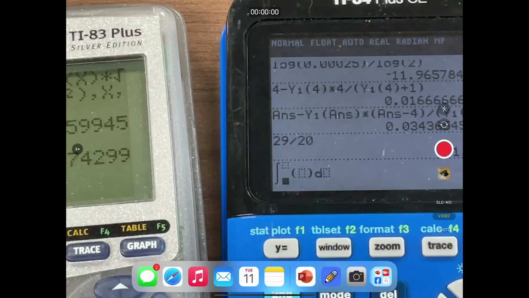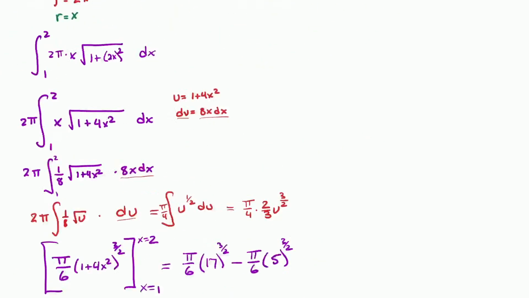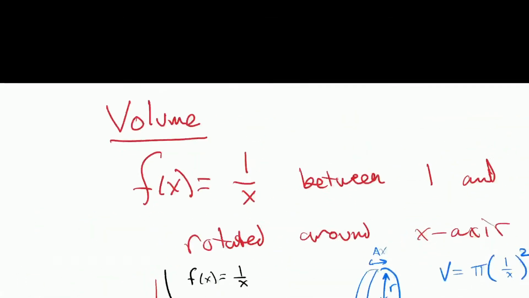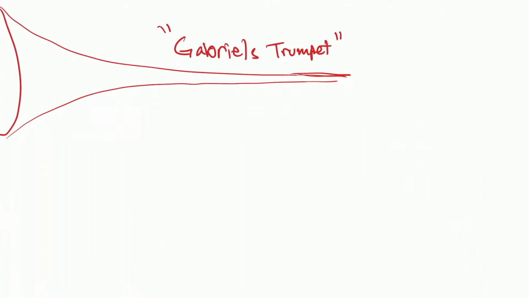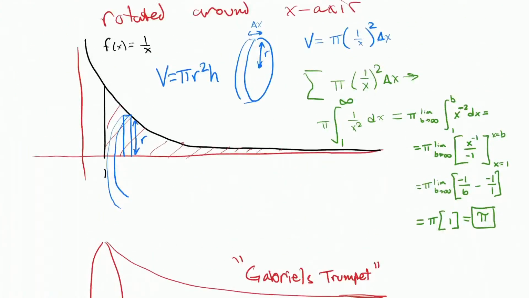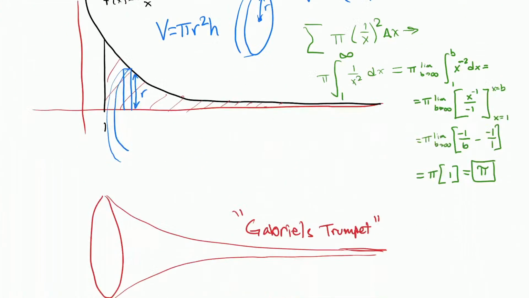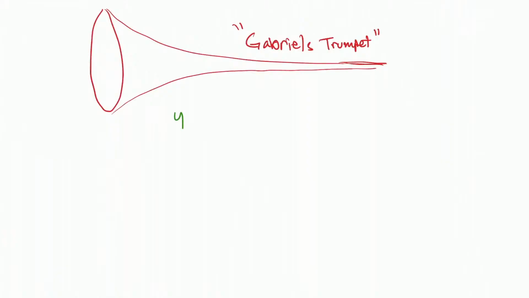All right. Any other complaints before I do Gabriel's trumpet? Yeah, let's do Gabriel's trumpet. Okay, yeah, this is super cool. Okay, last one, Gabriel's trumpet. So we already did the volume, right? So Gabriel's trumpet, this is y equals 1 over x, where x goes from 1 to infinity.